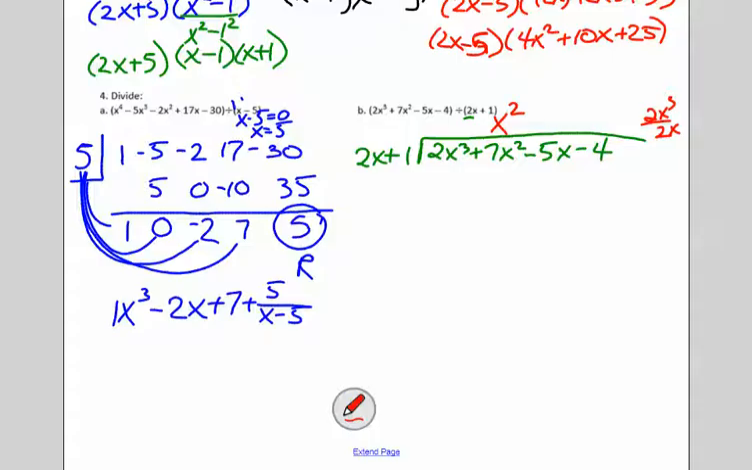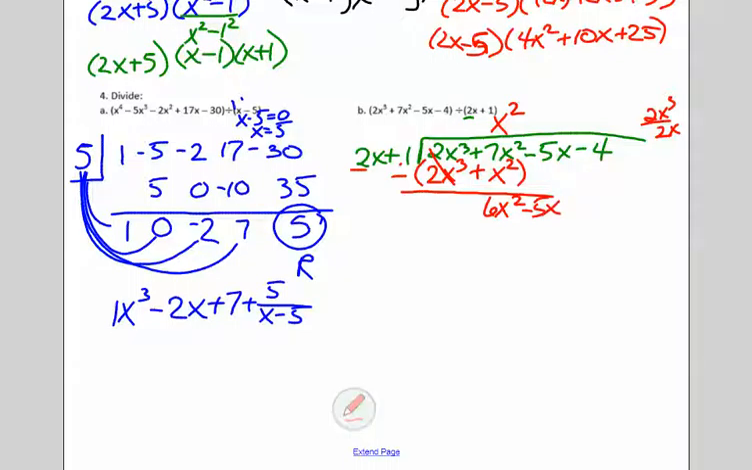Next, I need to multiply x squared times 2x plus 1. So x squared times 2x is 2x to the 3rd. And x squared times 1 is x squared. And now I'm going to subtract. First terms cancel out. 7x squared minus x squared is 6x squared. Bring down the minus 5x.